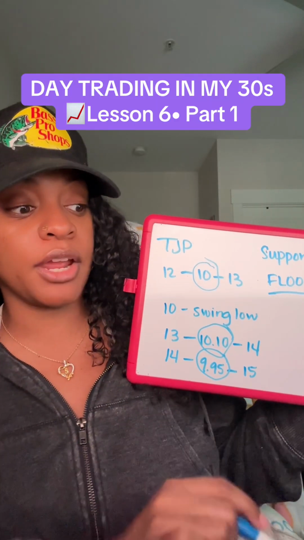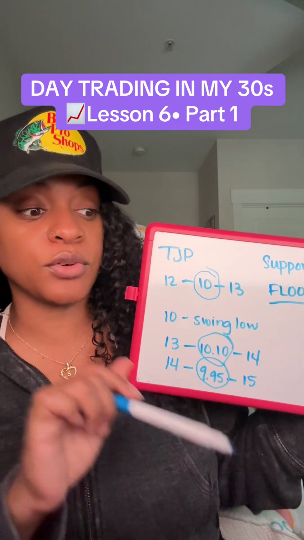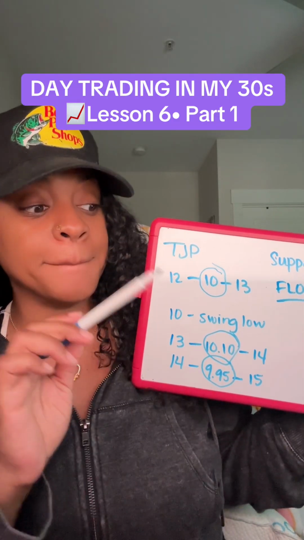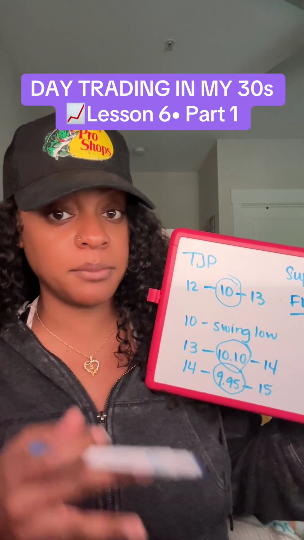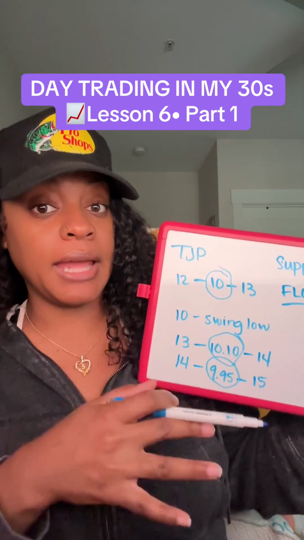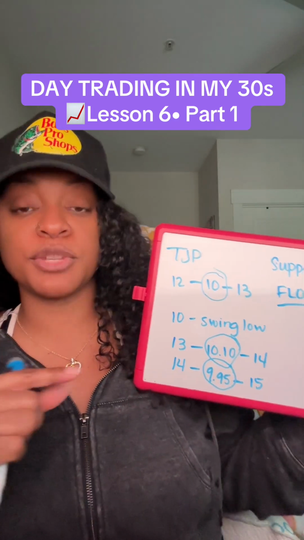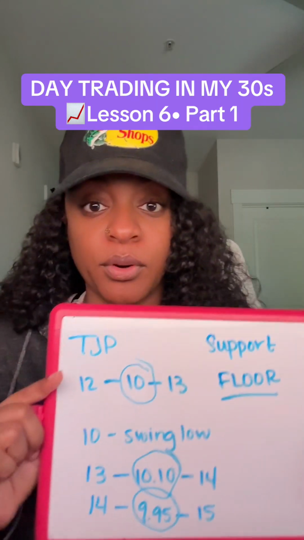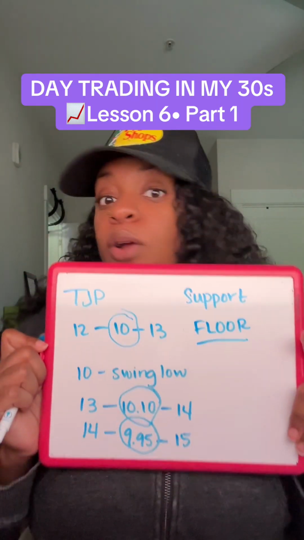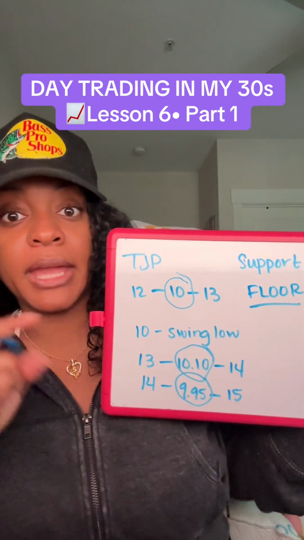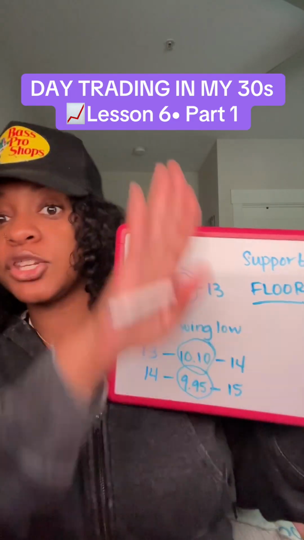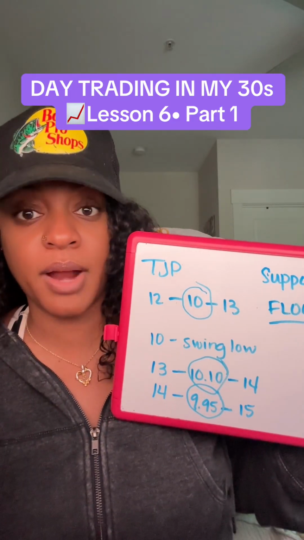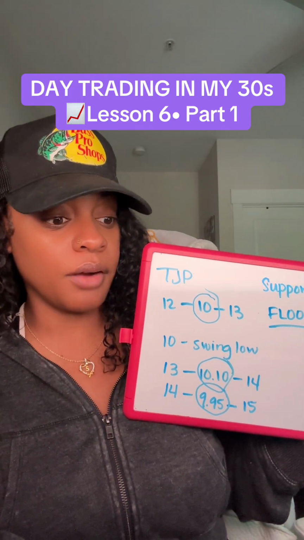So support is an area where price has previously had difficulty continuing downward, and buying interest, or in other words, demand, supply and demand, has been sufficient to produce a reaction going upward. So meaning people are really wanting to buy. The demand for this stock is making them reach a certain area and react by going back up, driving up that price again. All right.